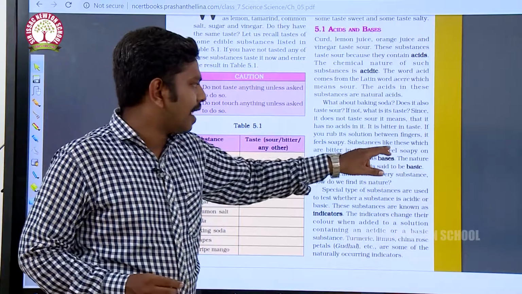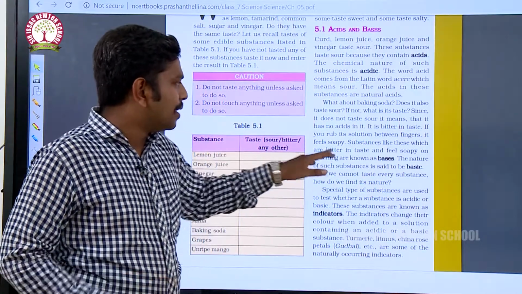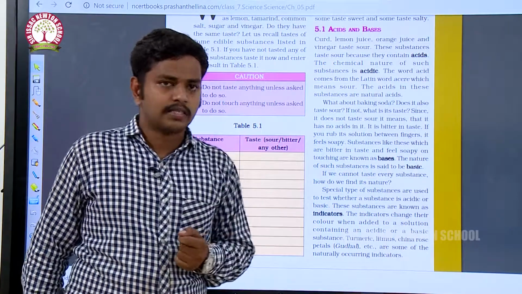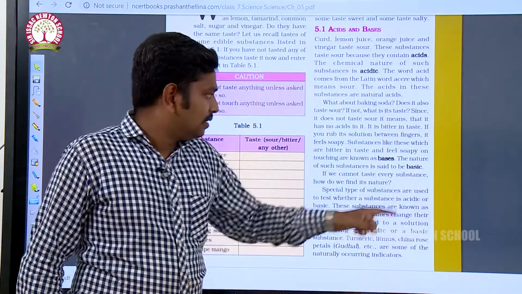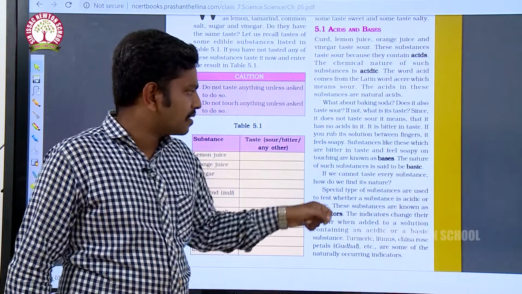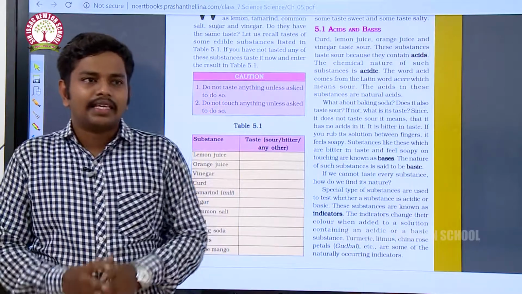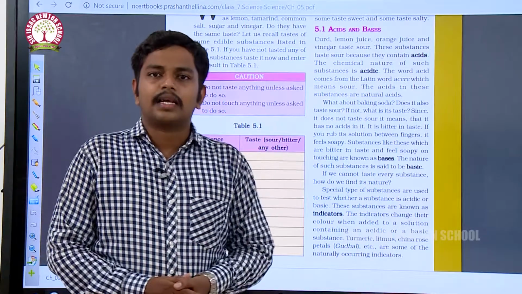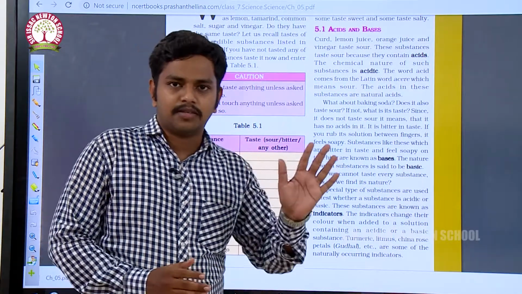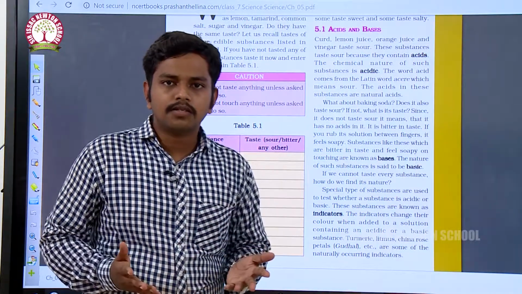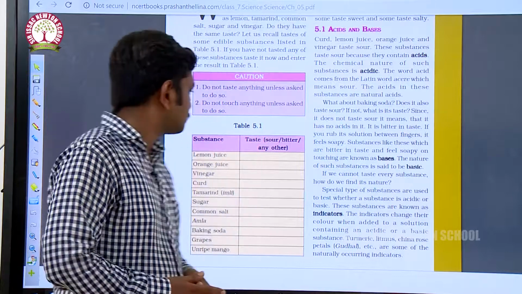Similarly, what about bases? Substances which are bitter in taste and feel soapy on touching are known as bases. The nature of such substances is said to be basic. Also, in chemical formula, they are represented as H plus, which means acid, and OH minus, which means bases.